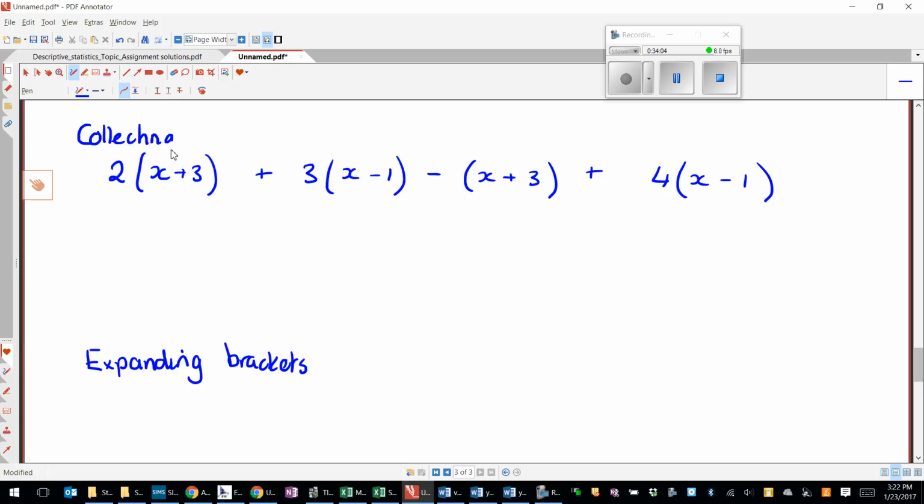Yeah. Remember what I said, the number in front of the term is just how many of them you have. It's 2 lots of x plus 3. So, what are the terms? Well, I have an x plus 3. I have another x plus 3. And then I have an x minus 1 and another x.